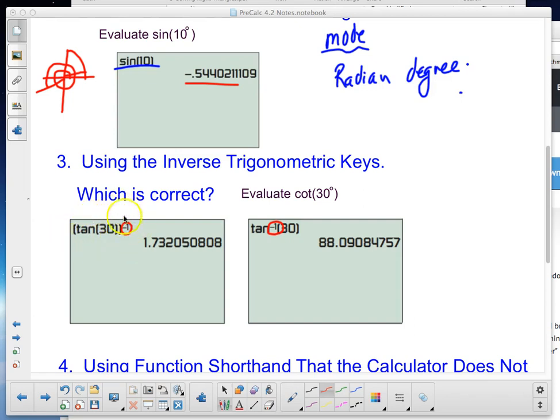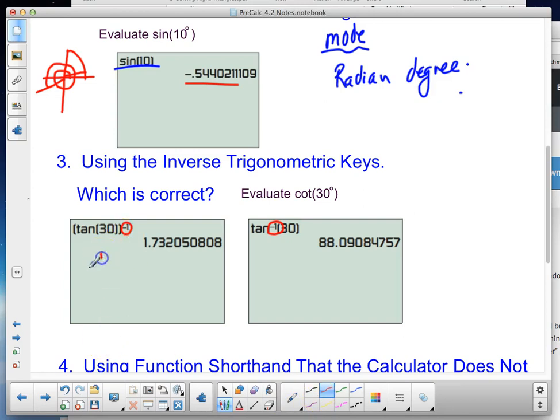And that's what this does. This is the same as 1 over tangent of 30. So this is 1 over tangent of 30. Okay, I'm sorry, I'm writing with my mouse. I'm not very good with it.